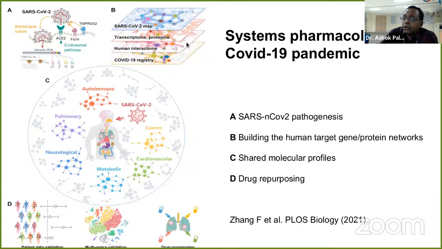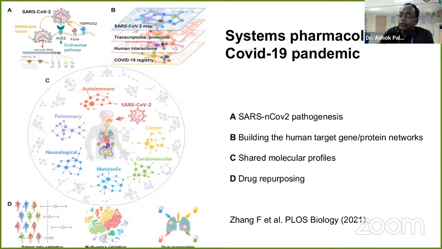And then in order to obtain the disease module for the SARS-CoV-2, what we do is we take the proteins in the SARS-CoV-2 and identify the human target genes and the target proteins from the human transcriptome and proteome, and then we use the interactome information and expand the network, okay? So we have to generate the host target network from the SARS-CoV-2 proteins. And once this interactome is reconstructed, and it can be validated with the COVID-19 registry, this becomes the COVID-19 network.